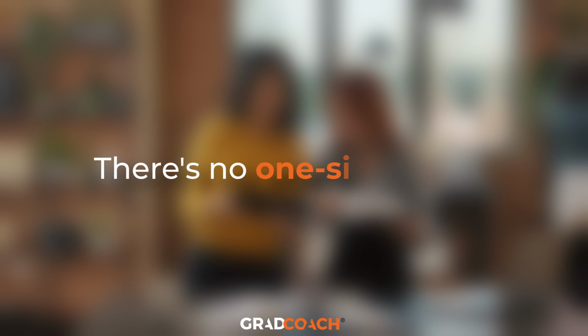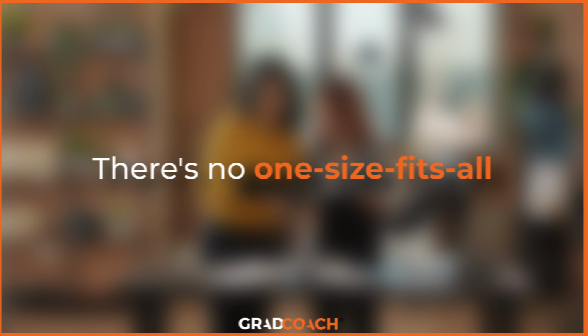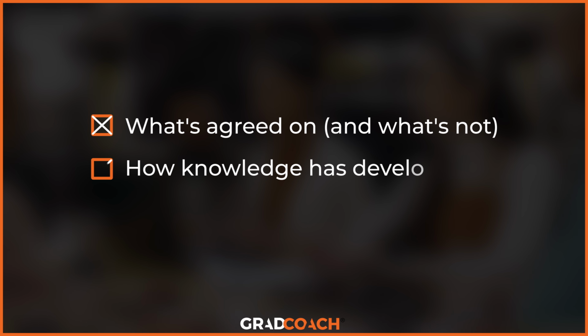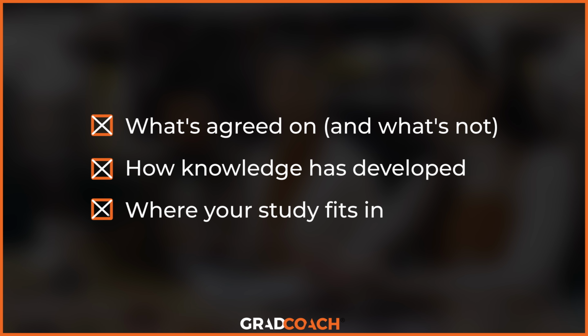First, it helps to understand one key principle. There is no single correct structure for a literature review. What examiners are looking for is not a specific format, but a logical organization that helps the reader to understand three things: what we already know, how knowledge has developed, and where your study fits in. Structure is simply the tool that makes all of that logic visible.